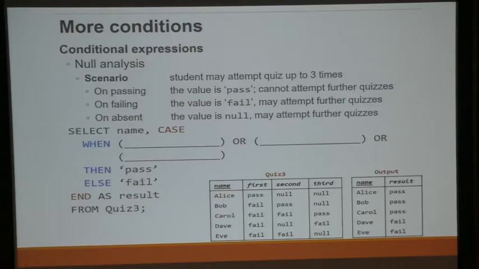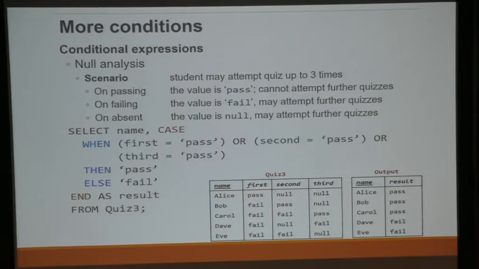So Alice here already passed. She cannot do the quiz again, and we say she passed. You only fail if you are absent on all or you fail on all. So if you write it down explicitly, what you will get is if the first is passed, or the second is passed, or the third is passed. For any other cases, you get fail, including null. All right?